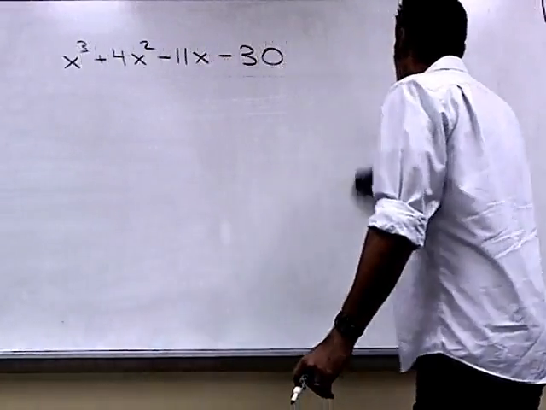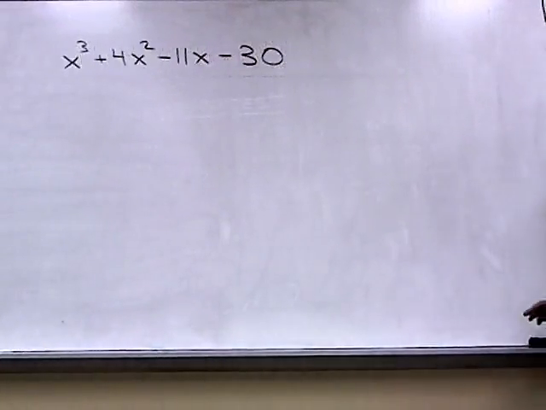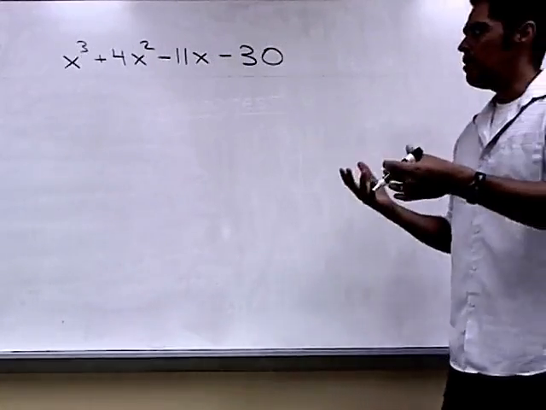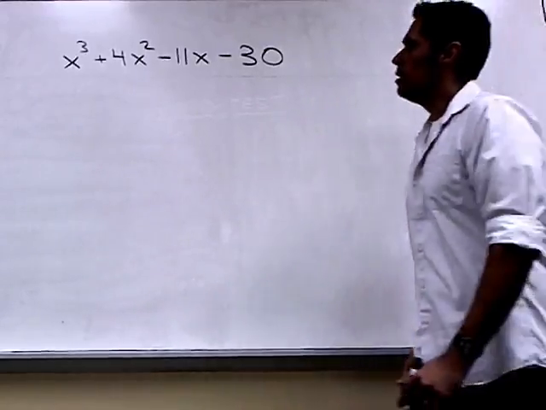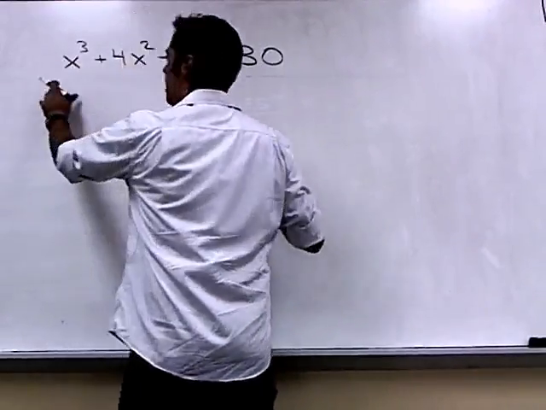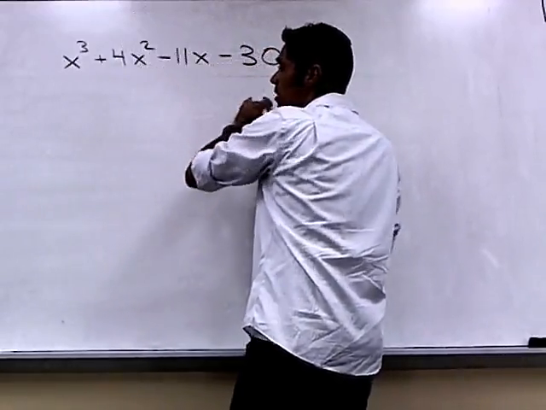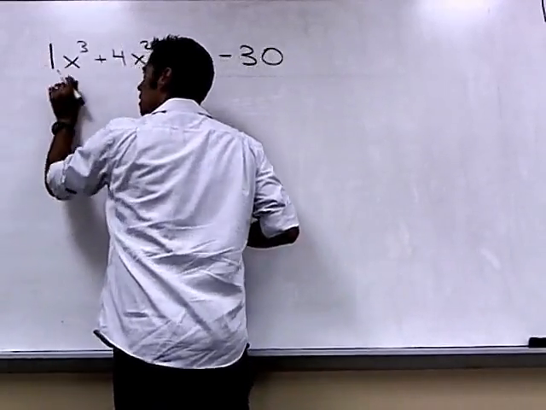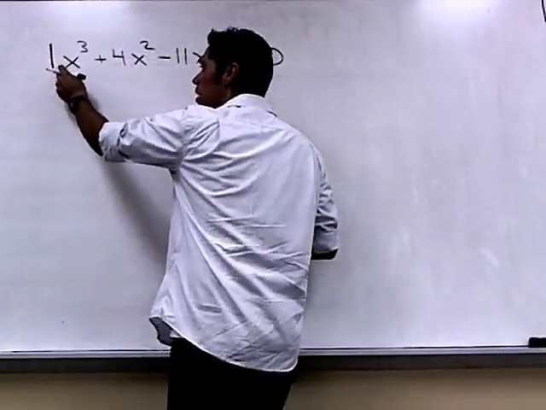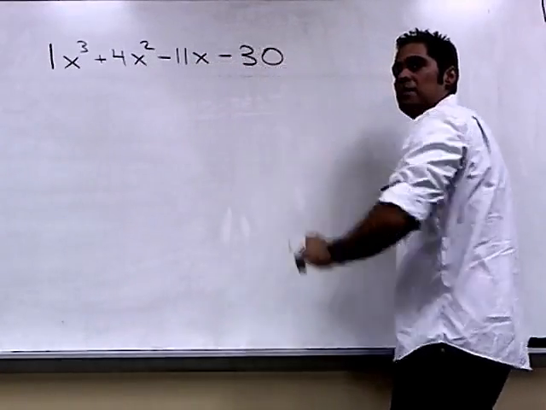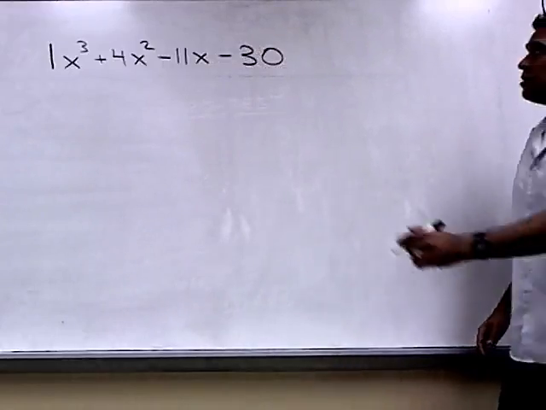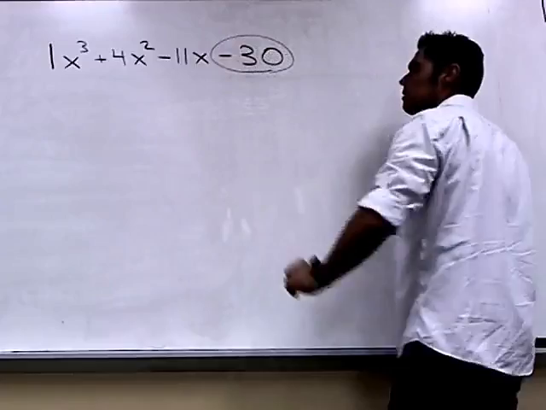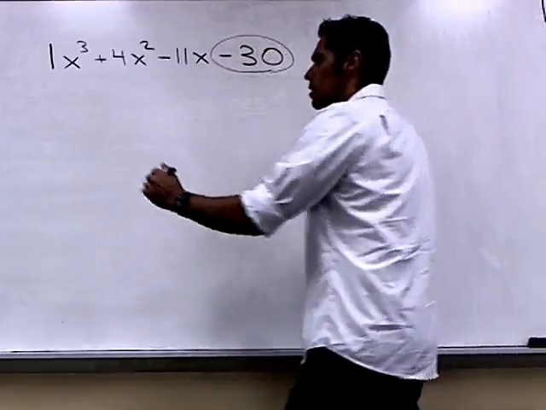The book goes through an explanation in words of what the test is and how to do it, but I think students pick it up a lot better if I just actually do it with an example. So here's what you do. Put it in descending order, make sure it's in descending order. You're going to look at the number in front of the highest power of x, which is 1, and the number in the back by itself, which is negative 30. Those are the two numbers you're going to look at. And I'm actually going to start with negative 30. I'm going to write down negative 30 here.